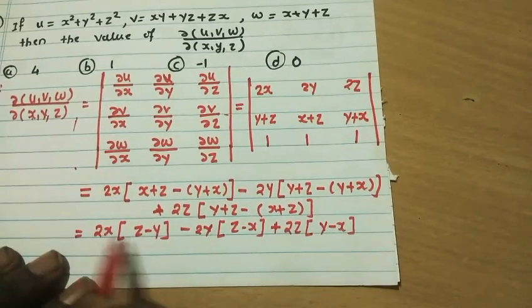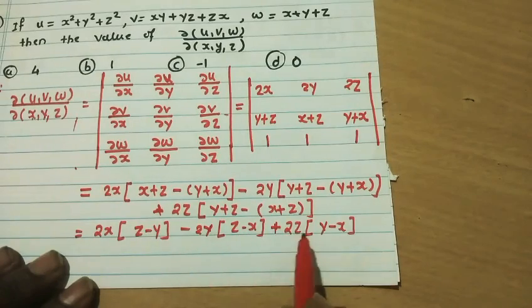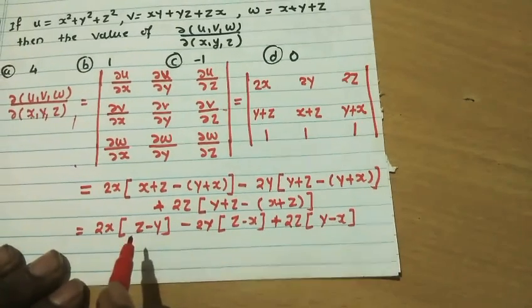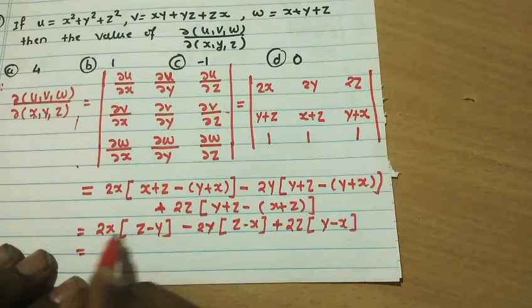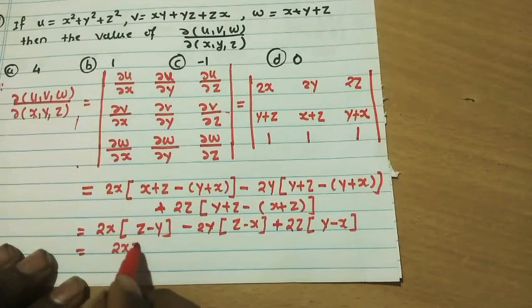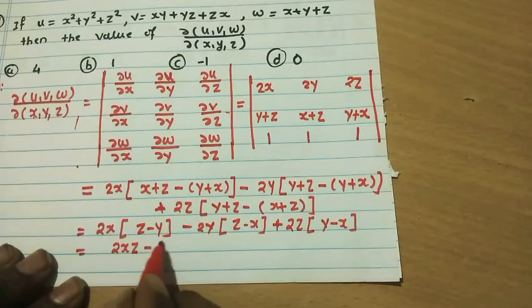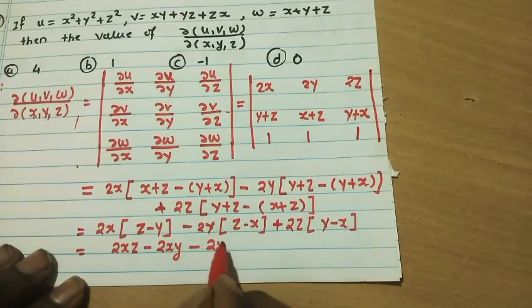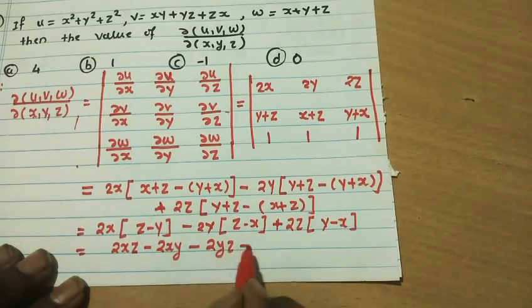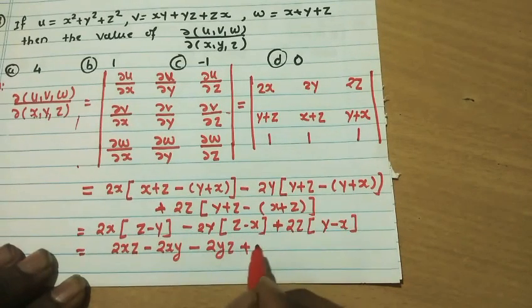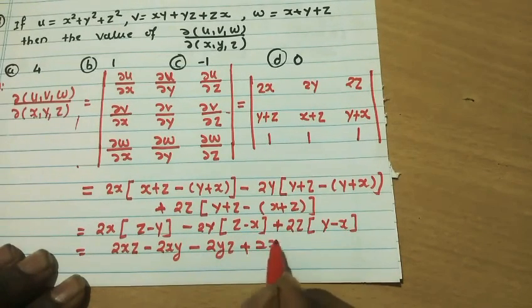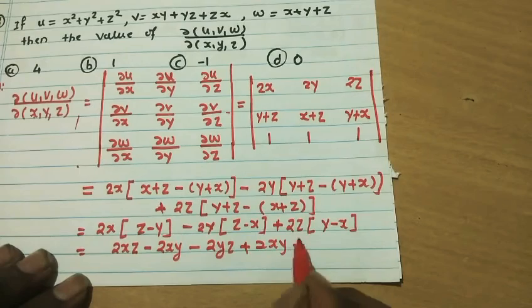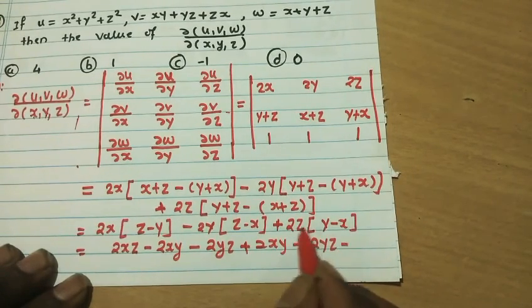Now multiply 2x to this bracket, 2y to this bracket, 2z to this bracket. So you will get 2xz minus 2xy minus 2yz, minus minus plus 2xy, plus 2yz minus 2xz.